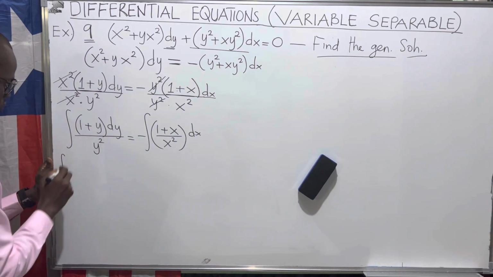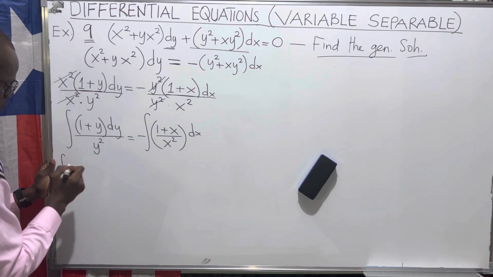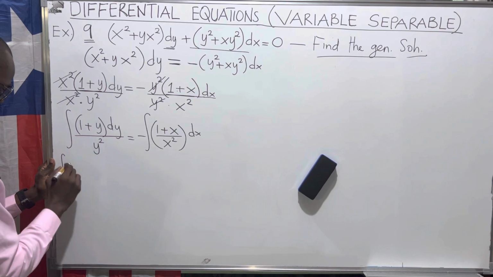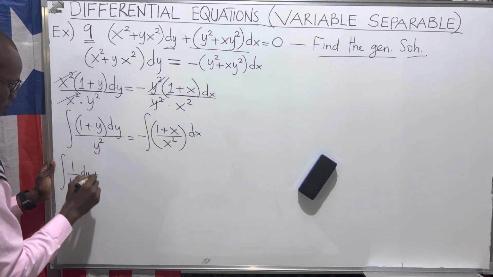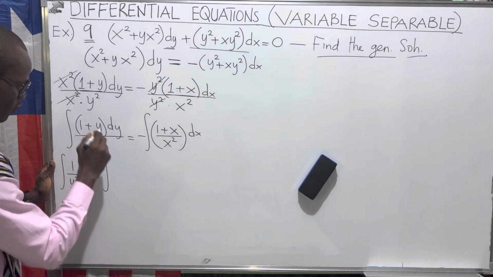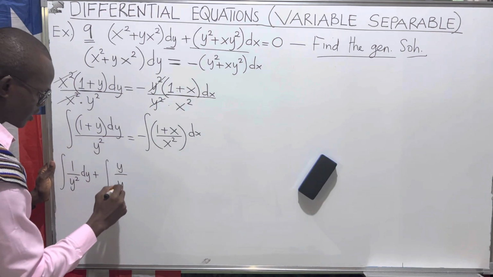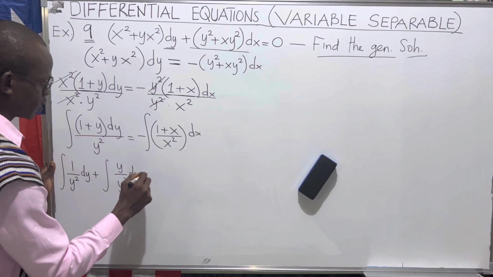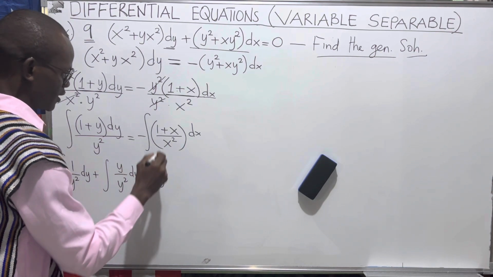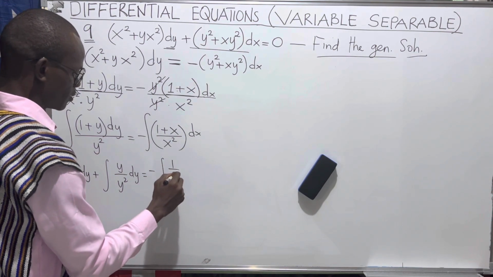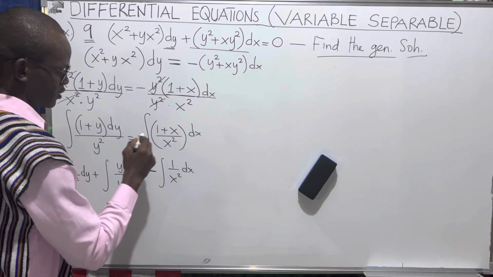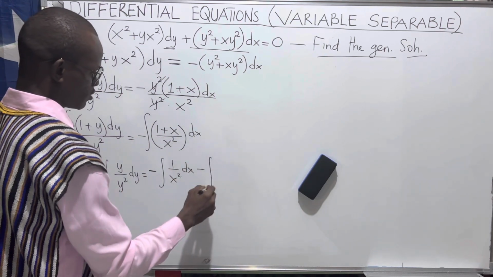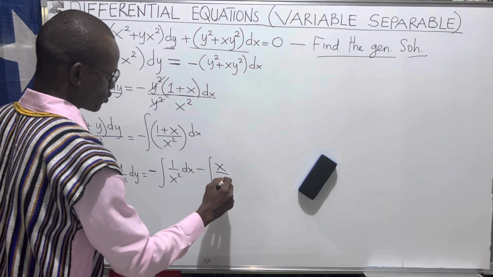Since I have now separated the variables, my target now is to integrate both sides. So I have the integral of 1 over y² dy plus the integral of y over y² dy, equals minus the integral of 1 over x² dx, and this negative is now affecting each term, minus the integral of x over x² dx.